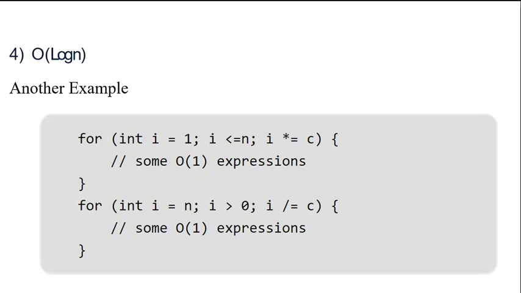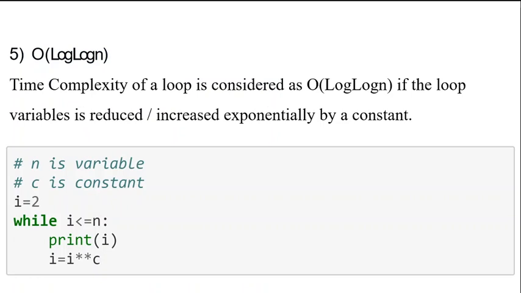We have another example: for int i = 1; i <= n; i *= c, we increment with the multiplication sign, times c. We have another for loop: int i = n; i > 0; i is now divided by c each time. And some Big O of 1 expressions, which are constants. Of course, we have Big O of log n.